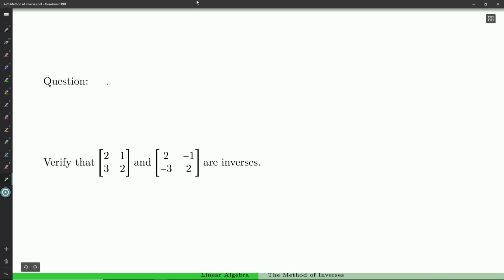Verify that [2, 1; 3, 2] and [2, -1; -3, 2] are inverses. So what does it mean for two matrices to be inverses? What does it mean for one matrix to be an inverse for another? They need to multiply to make the identity. And one of the nice little results that we observed in our lesson here is that you only need to multiply them together once in one way to verify that things are inverses.